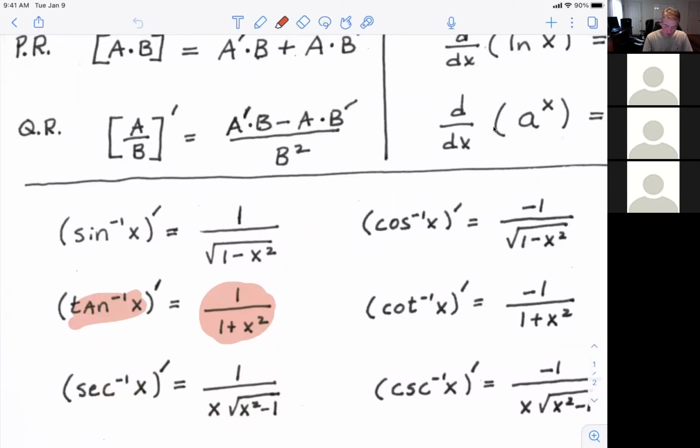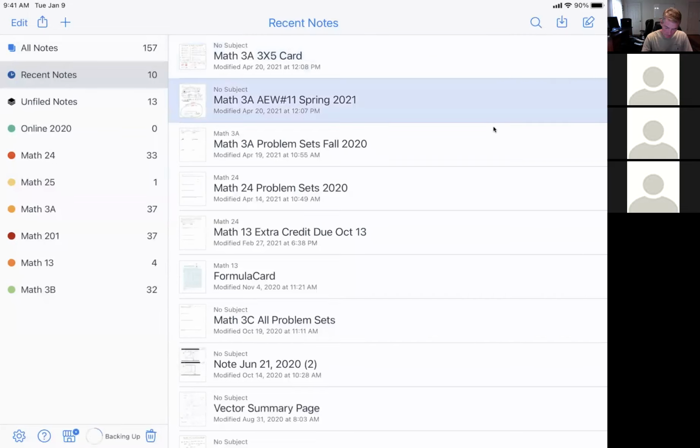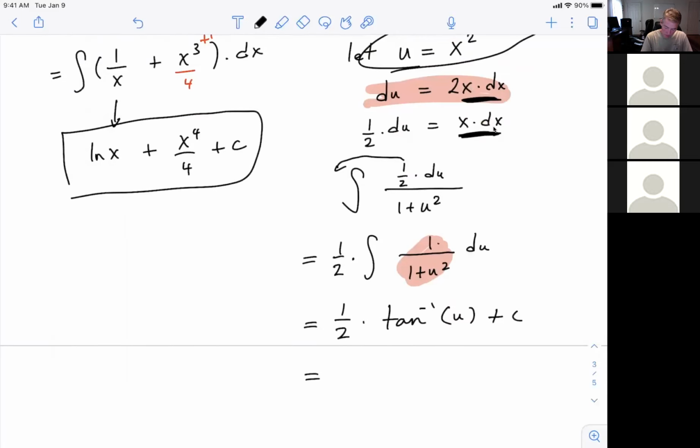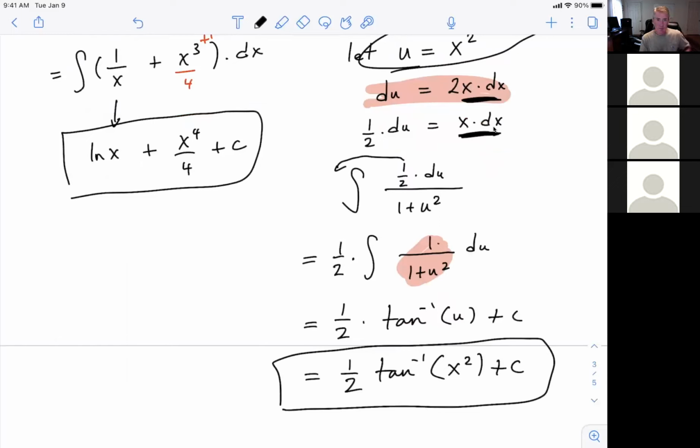So that means our antiderivative, going backwards, our antiderivative is tangent inverse. So the 1/2 has to stay there, and then it's going to be tangent inverse, and right now we're using the letter u, plus c. And the last step is replace the u with x squared. So 1/2 tangent inverse, replace the u with x squared, put the plus c, and that's the antiderivative.